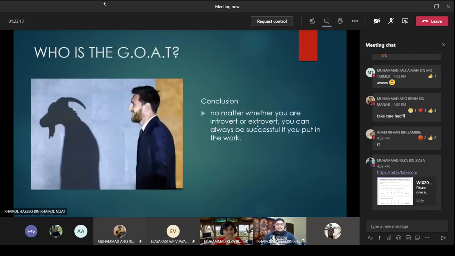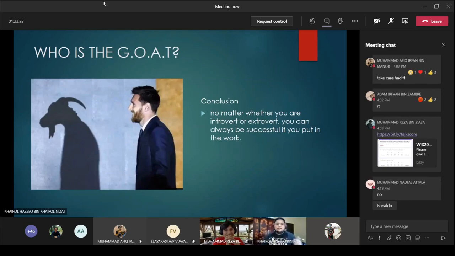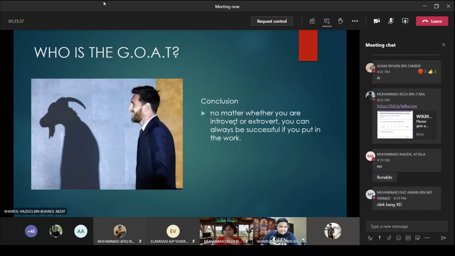So as a conclusion, who is the greatest of all time? In my opinion, it is Lionel Messi because he has more contributions in goals and for his team. But no matter whether you support Messi or Ronaldo, they are just the higher representation of introverts and extroverts. So you can be successful as long as you put in the work, no matter if you're an introvert or extrovert. So with that, I end my talk. Thank you.